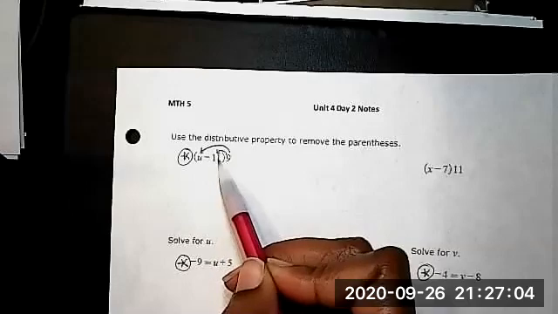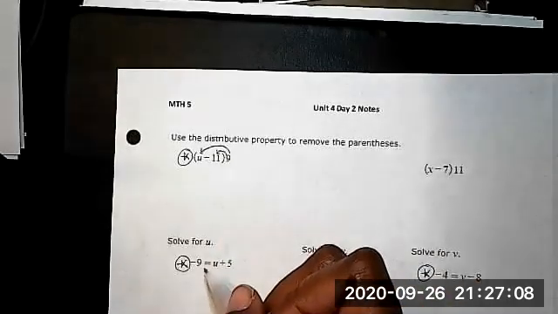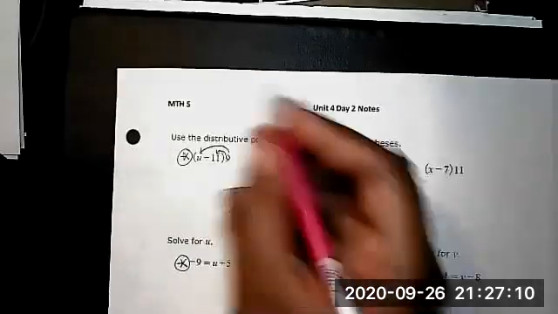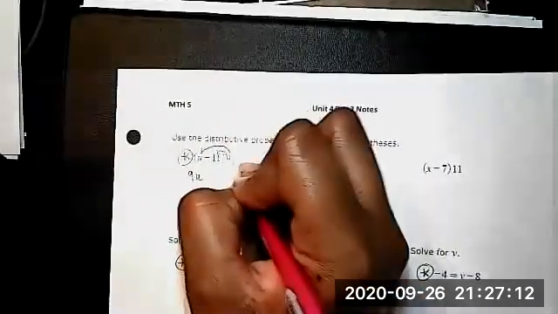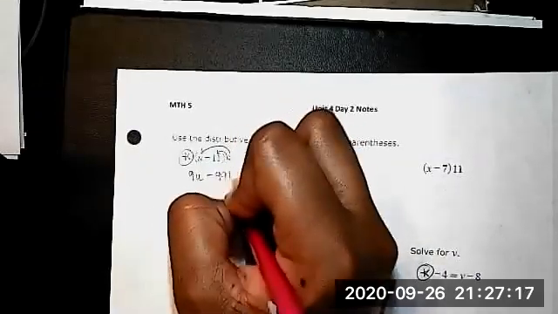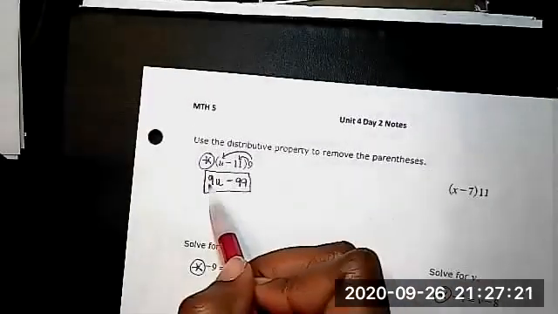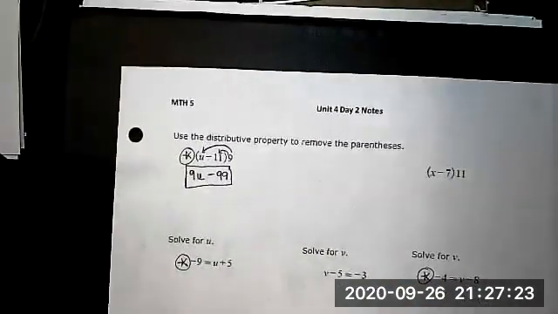That's all that it means. When you see that minus, this number is negative, okay? So when you multiply, you have to take that into account. So 9 times u becomes 9u, and then 9 times negative 11 is negative 99. And that is our answer there. You can't combine them because one has a u and one doesn't, unlike terms.